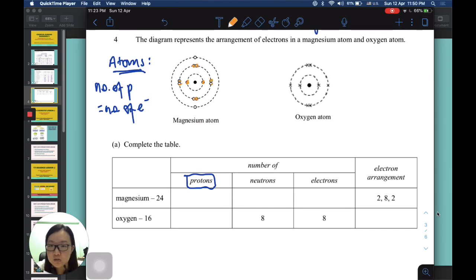So in this case, in orange, I'm counting. In total, there are 12 electrons for a magnesium atom. So using that equation, you know that number of protons is also 12, number of electrons is 12. Then to figure out number of neutrons, you just take mass number 24 minus 12. It is also 12.